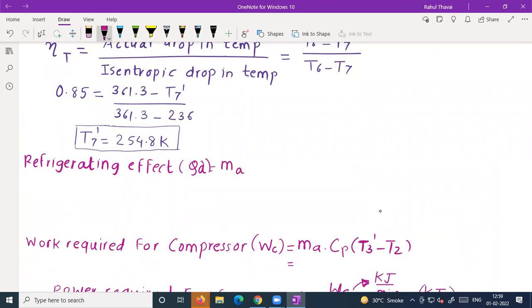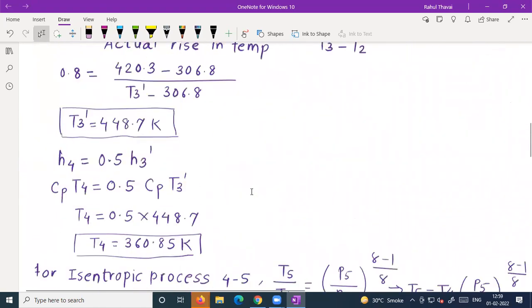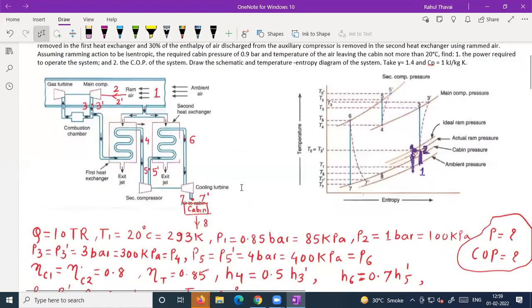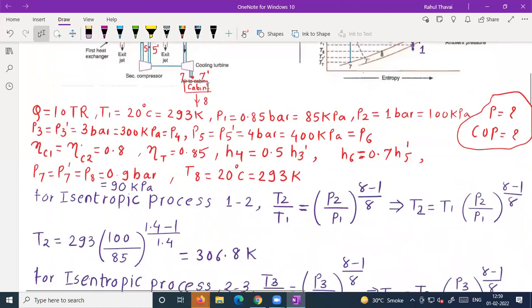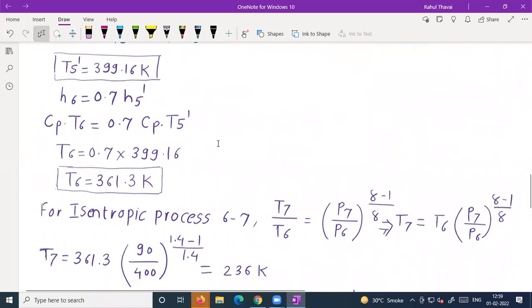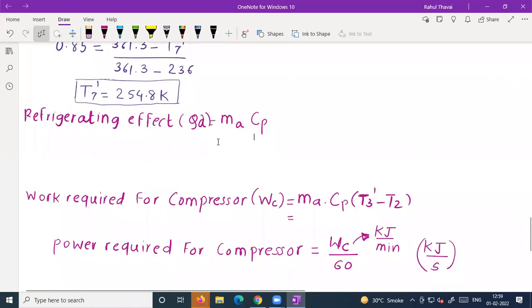Okay, it is the mass of the air times Cp of the air times the temperature change for the cabin. As you can see in the diagram, for the cabin the initial temperature is T7 dash and the final temperature is T8. So how much does the cabin get cooled? The cabin gets cooled from T7 dash to T8. So the refrigerating effect I will write down as T8 minus T7 dash.